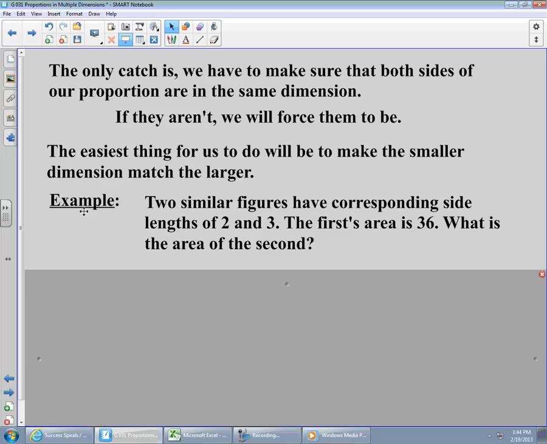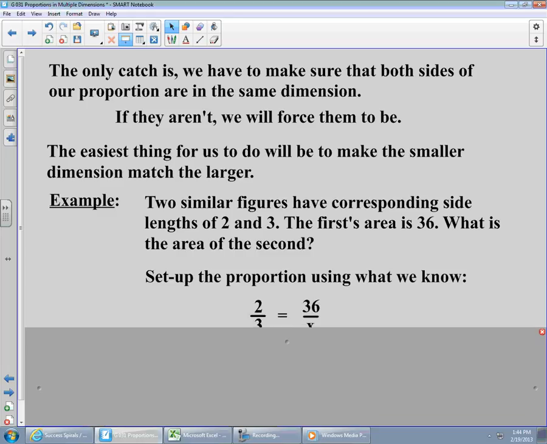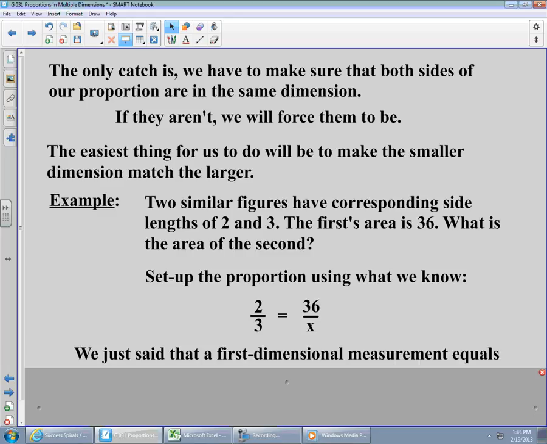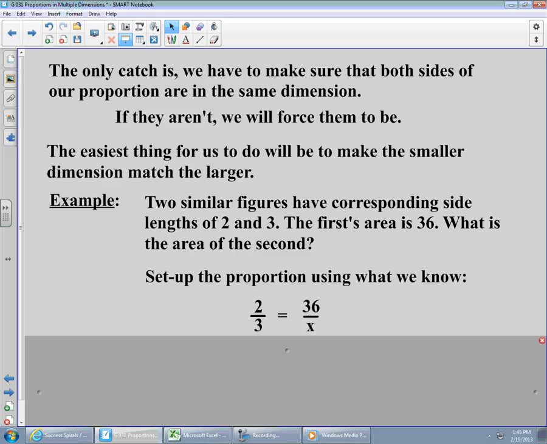Now we're also looking for area. So we've got 2 to 3 on side lengths, and we have 36 to unknown as far as area goes. Now, if you put that information into a proportion, it's going to look something like this. We've got 2 to 3, and we've got 36 to a variable. Okay, but the hazard was this. We can set up the proportion, but we have to double check if we actually got this thing set up correctly.